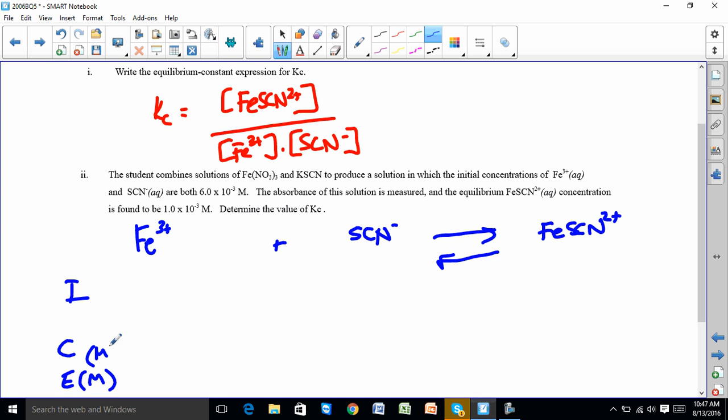Sorry, this isn't spaced very well. But it says Fe plus 3 and SCN are both, in the beginning, 1.6 times 10 to the negative 3, 6.0 times 10 to the negative 3. And in the beginning, this is 0.